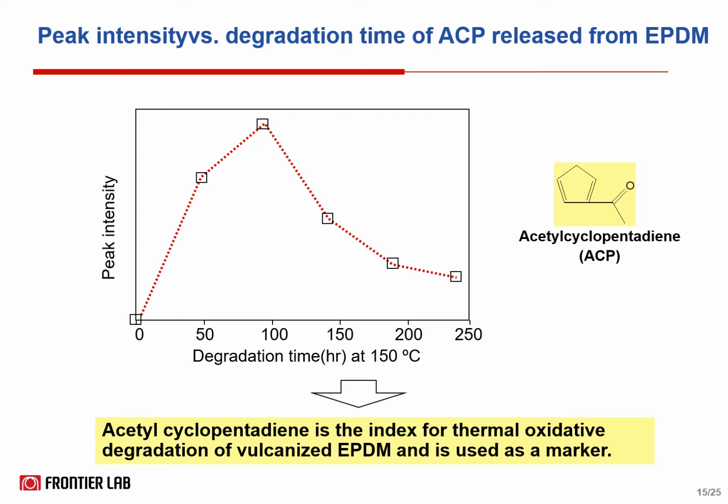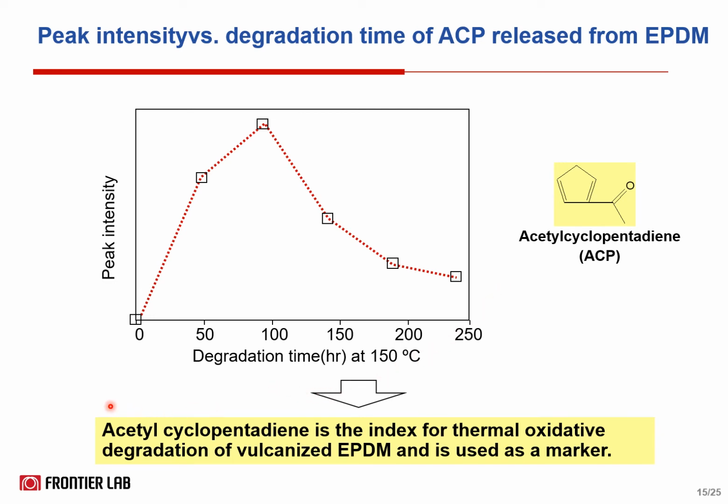This slide shows the relationship between peak area and degradation time of ACP decomposed from EPDM. When comparing the peak intensities of ACP by different thermal degradation time, it was observed that the relative peak intensities of ACP ended up decreasing. It was suggested that due to thermal degradation, the acetyl group once generated on the ethylidene norbornene unit was further decomposed as the heating progressed.